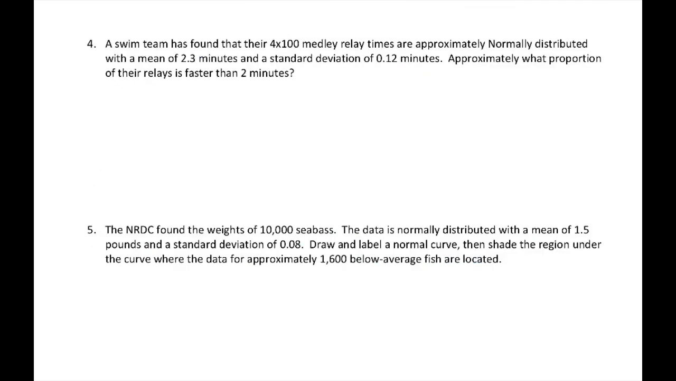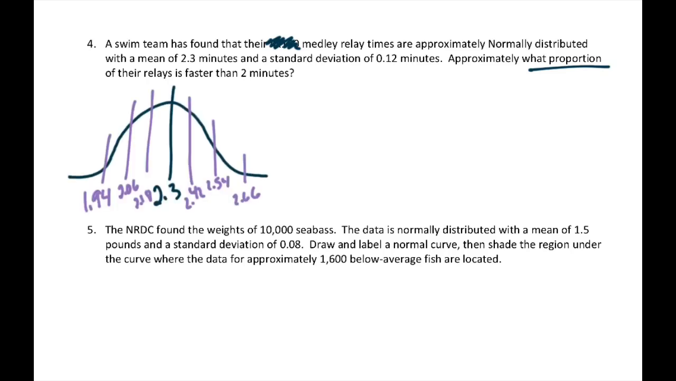Alright, we got a swim team with the 4x100 relay time. We do not care about these numbers, it's extra. It's normally distributed. We have our mean, our standard deviation. We want to find a proportion here. So we could start by drawing our curve, but this might or might not be super helpful. We want to find the proportion that's faster than 2 minutes. So if we want to figure out how many are faster than 2 minutes, we need to find 2 minutes on our curve, which we actually can't. So we need to use our calculator for this.